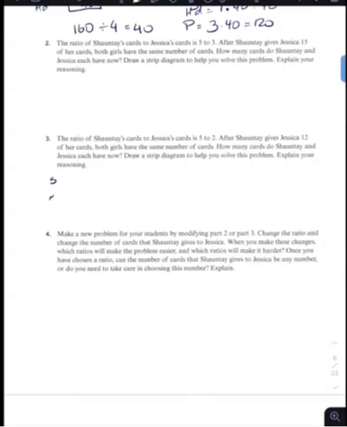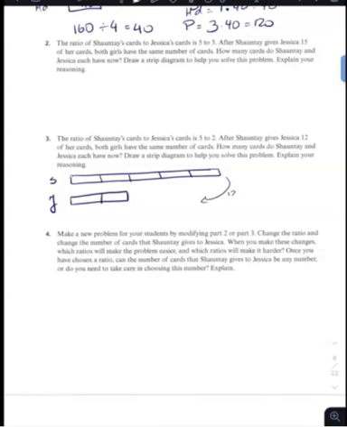Okay, so Jessica has 2 groups, and Shantae has 5 groups. So 5 to 2. Now, after Shantae gives 12 of her cards to Jessica, so she's going to give 12 cards to Jessica, they will be equal.